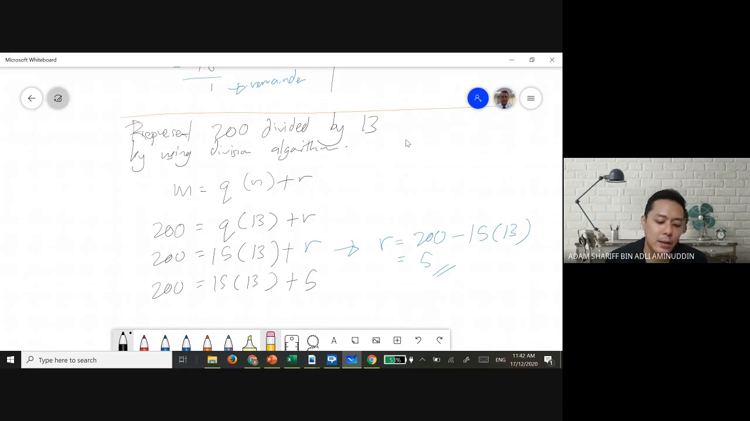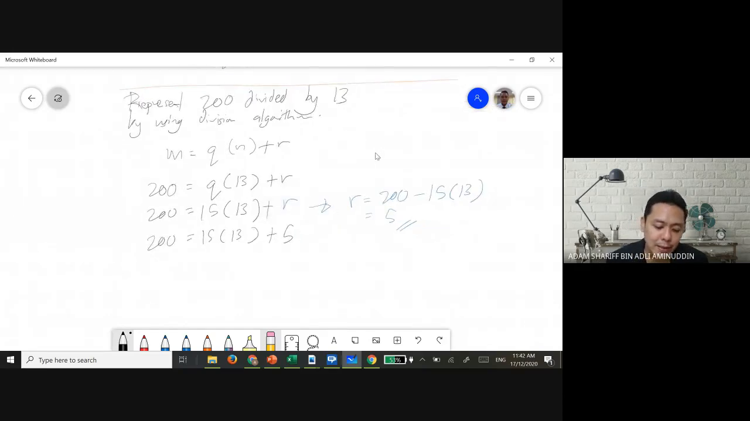Okay. There are few points to remember on how to represent remainder correctly. First of all, remainder, 2 points. Remainder must be non-negative, dia boleh kosong. The second one is that the remainder must be less than the divisor. This is how you represent division algorithm correctly. Condition for the division algorithm to be correct.